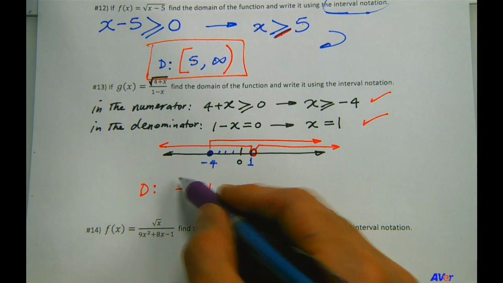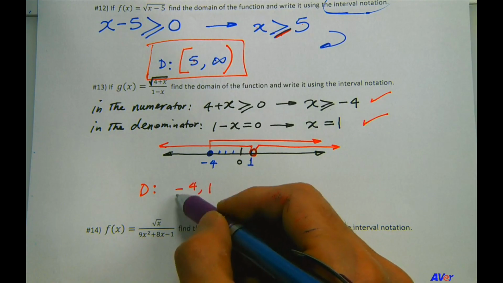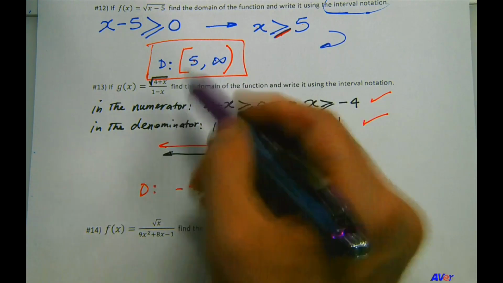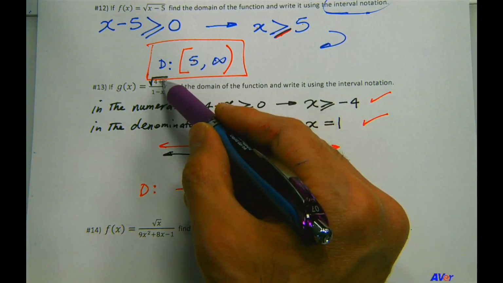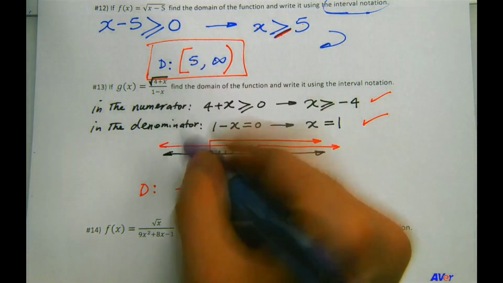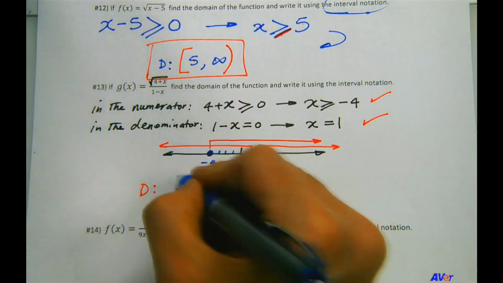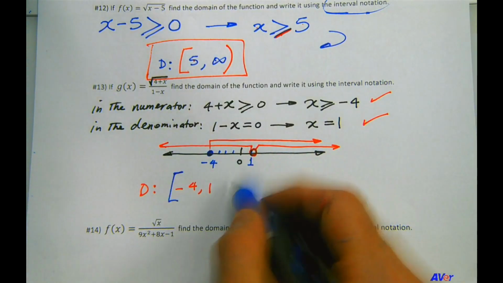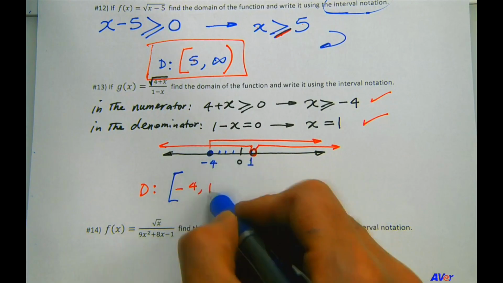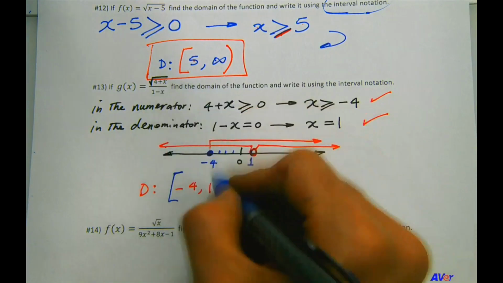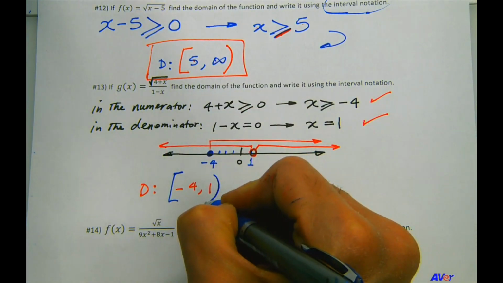Should I use a parenthesis or a bracket on the -4 side? Can the function be -4? It can. If you substitute -4 here, you get 0 in the numerator, and -4 is certainly okay in the denominator as well. So the left side will get a bracket. So -4 can be part of the solution. How about 1? Can 1 be part of the solution? No, because 1 will make the denominator 0. So it gets the parenthesis.